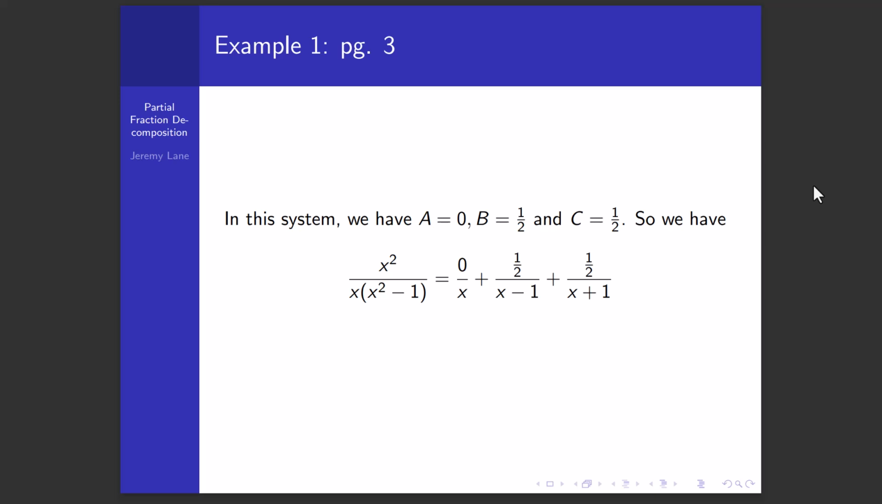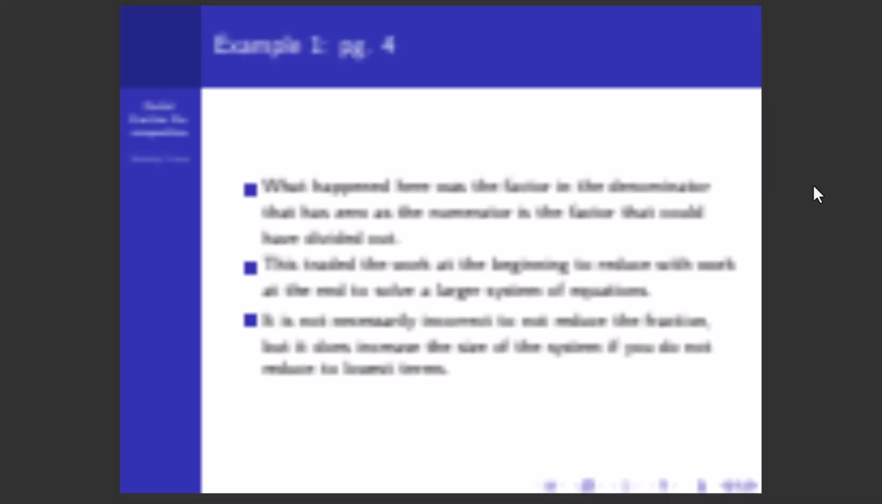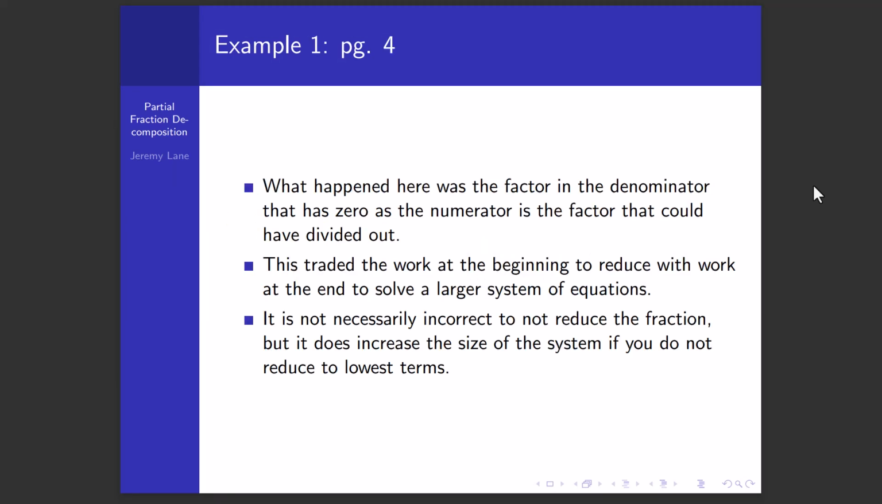So our decomposition of x squared divided by the quantity x times x squared minus 1 is going to be equal to 0 divided by x plus 1/2 divided by x minus 1 plus 1/2 divided by x plus 1. So what happened here was that the factor in the denominator that has a 0 as the numerator is actually the factor that could have been divided out or would have been removed in the reduction process.